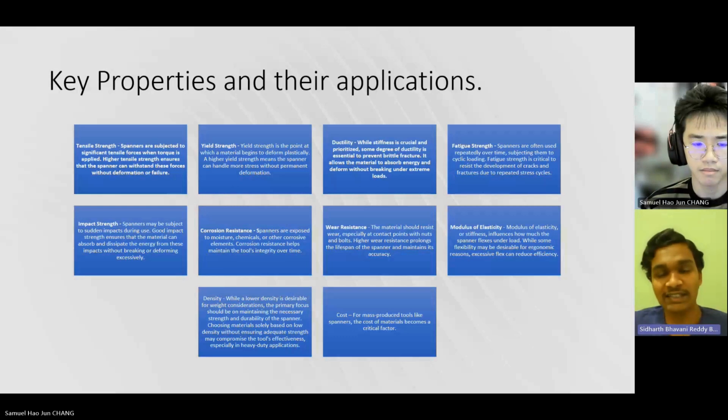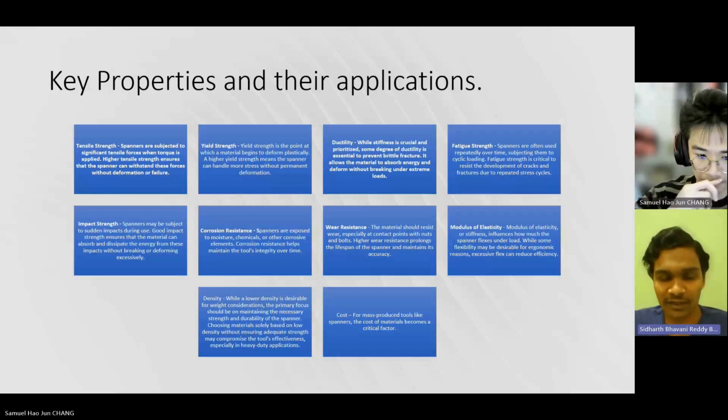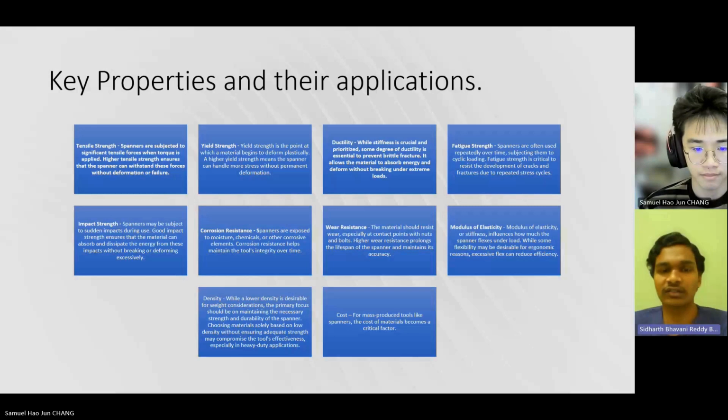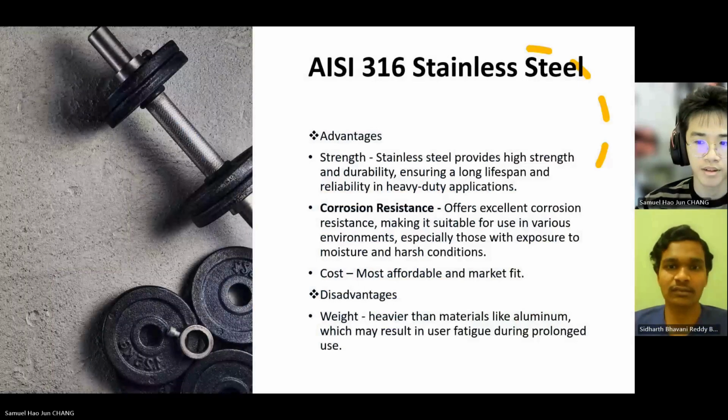Spanners are small but yet important and highly used tools in the automotive industry and even in small chores like furniture assembly. Hence, cost is important. The material we choose must be economically feasible so that it can be mass produced without high costs.